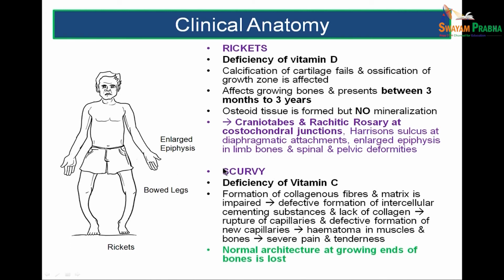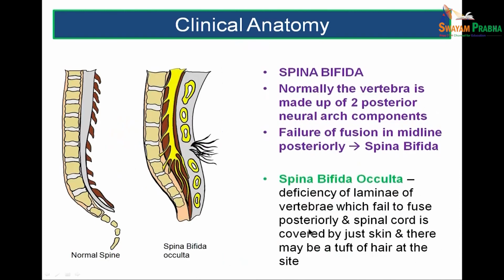Scurvy. Scurvy is a deficiency of vitamin C. So, the collagenous fiber formation and matrix is defective, and the intercellular cementing substances are defective, leading to ruptured capillaries, defective formation of new vessels, hematomas in the muscles and bones, severe pain and tenderness. The normal architecture at the growing end of bone is lost.